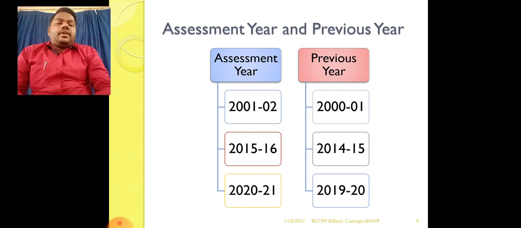Now, let's understand how we should find out what is assessment year and what is the previous year. In the first column, you are seeing assessment year, and the other column is for previous year. Suppose if assessment year is 2001-2, the previous year shall be 2000-2001. If the assessment year is 2015-16, the previous year shall be 2014-15. If the assessment year is 2020-21, the previous year shall be 2019-20.